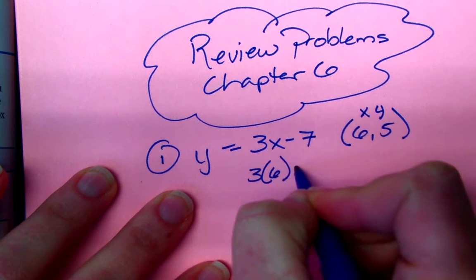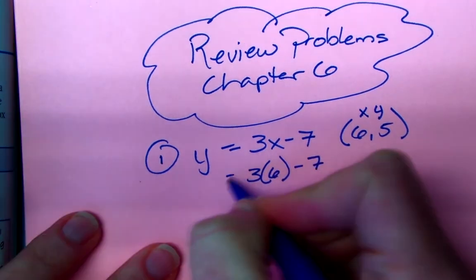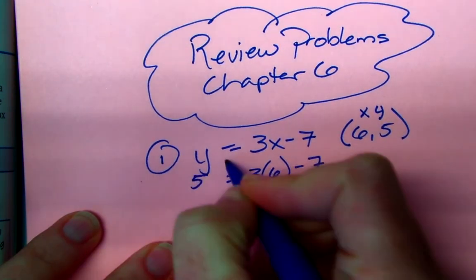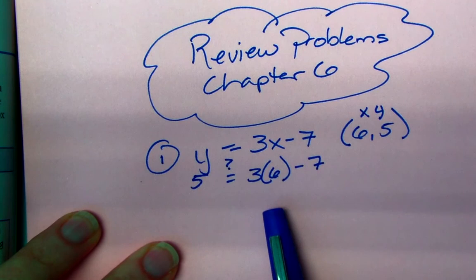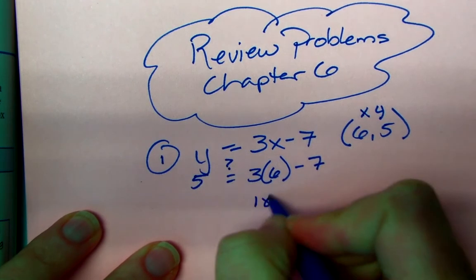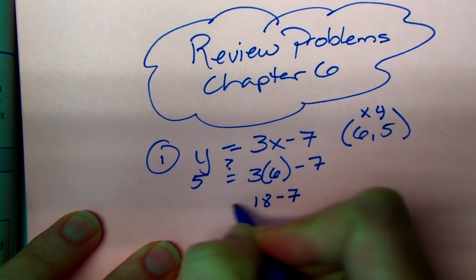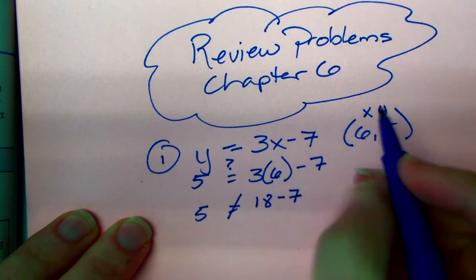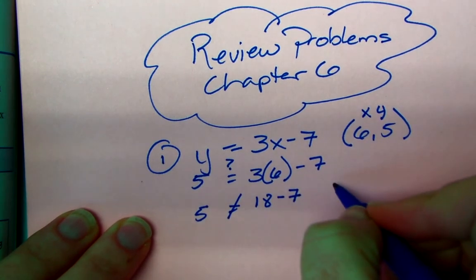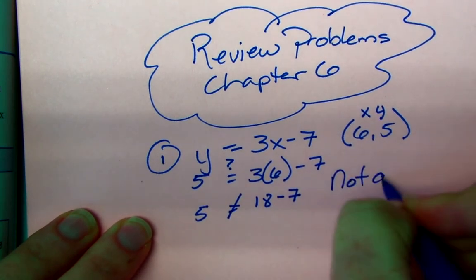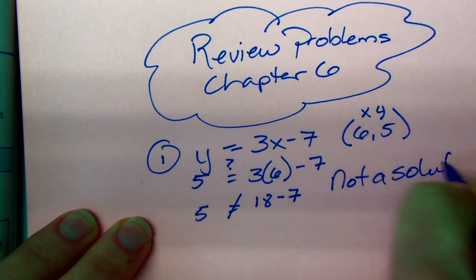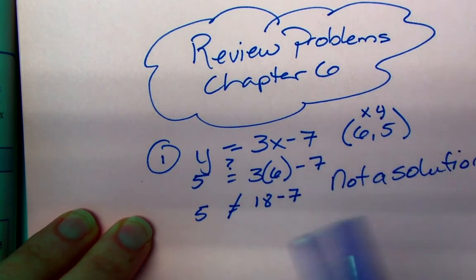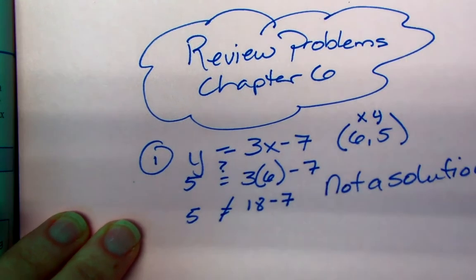Can I do it? And so you're trying to find out, does the left equal the right? So this is going to be 18 minus 7, okay, which is 11. We know that that does not equal 5. So as Taylor just mentioned, it's not a solution. And that's all you have to do, is say that it's not a solution.